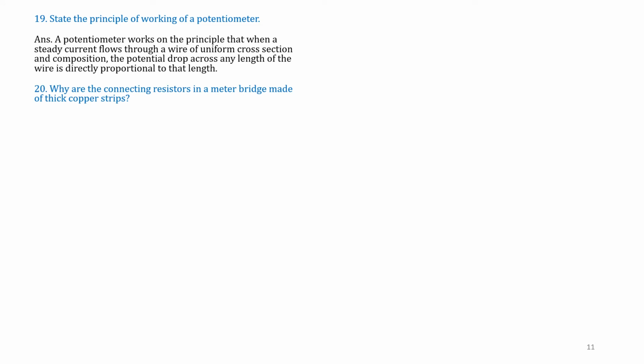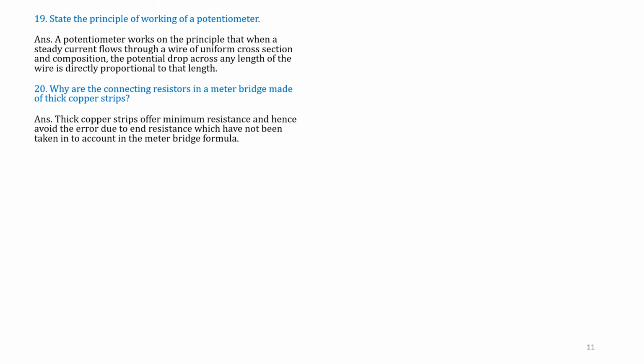Question number 20. Why are the connecting resistors in a meter bridge made up of thick copper strips? Answer. Thick copper strips offer minimum resistance and hence avoid the error due to end resistance, which has not been taken into account in the meter bridge formula.